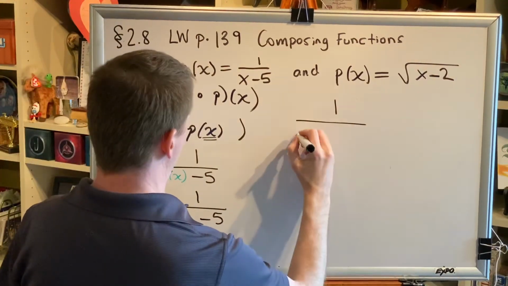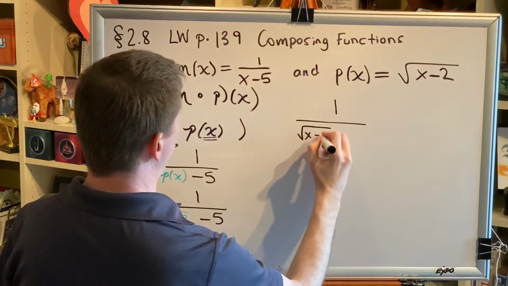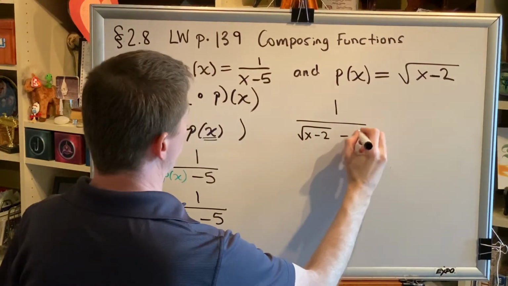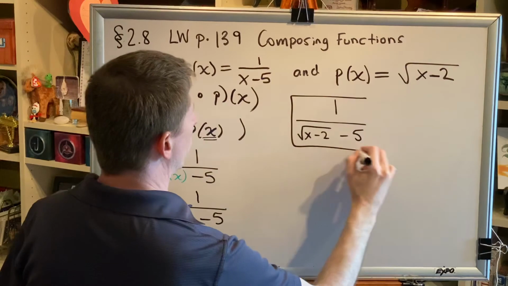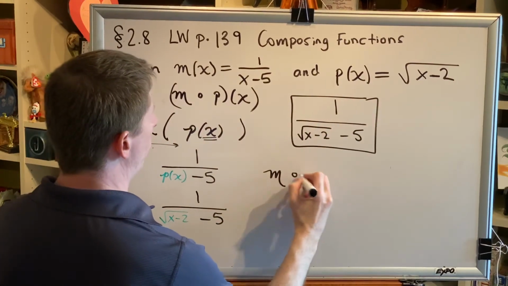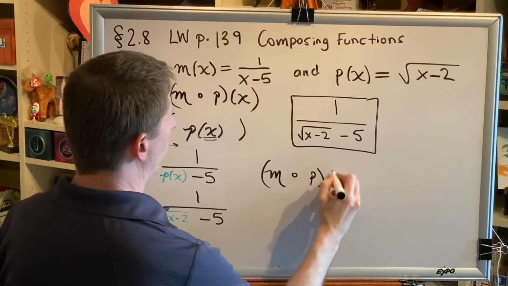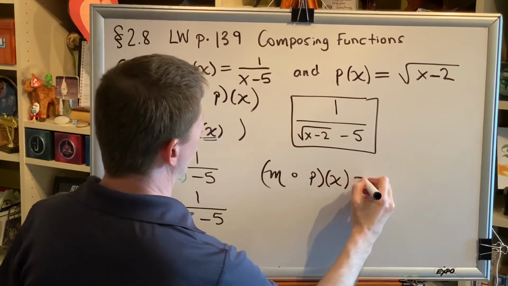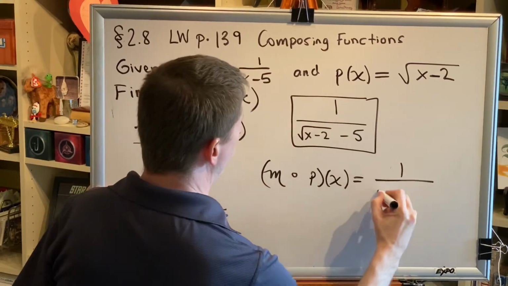1 over the principal square root of the difference x subtract 2 subtract 5. If you like, you can write the full answer, m composed with p of x equals that same fraction.